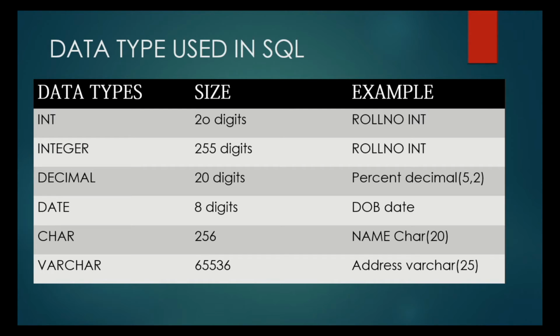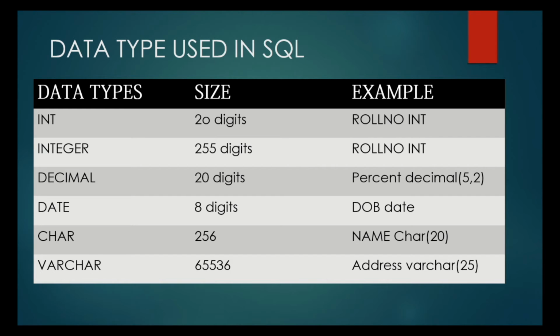Now the data types used in SQL. First, int, size is 20 digits, an example that uses the int data type is the roll number of a student. Second, integer, size is 255, example is the same as int. Third, decimal, size is 20, an example that uses the decimal data type is the percentage of a student. Fourth, date, size is 8, an example that uses the date data type is date of birth.